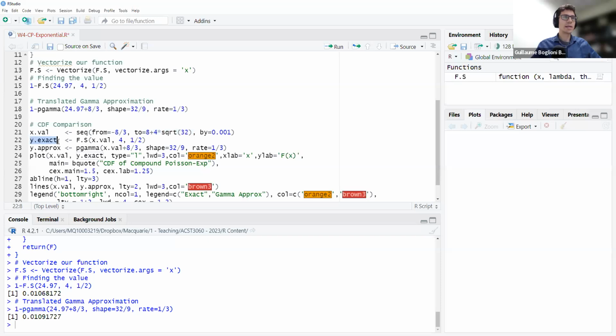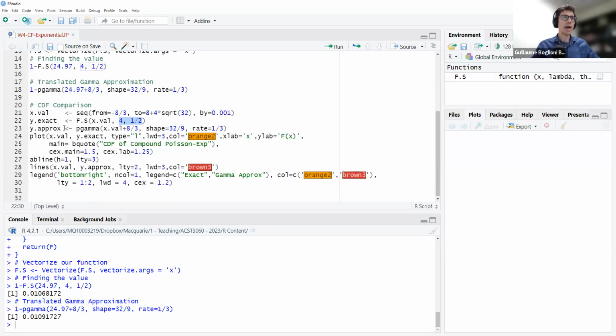Okay, and then y exact will be fs evaluated at those x values, again with the specific values for lambda and theta that we have. Y approx is our p gamma. Now just be careful: p gamma is the approximation of a regular gamma. So here I'm evaluating at x, but not plus k, minus k. But k here is minus 1/3, which is why you have a plus 8/3. Sorry. Okay, the shape is what we add. That's the shape of the approximate gamma we're using, and that's the rate of the approximate gamma we're using.